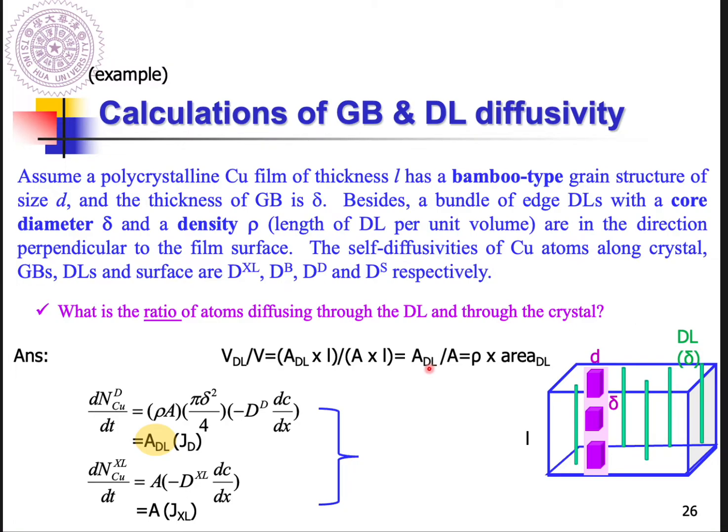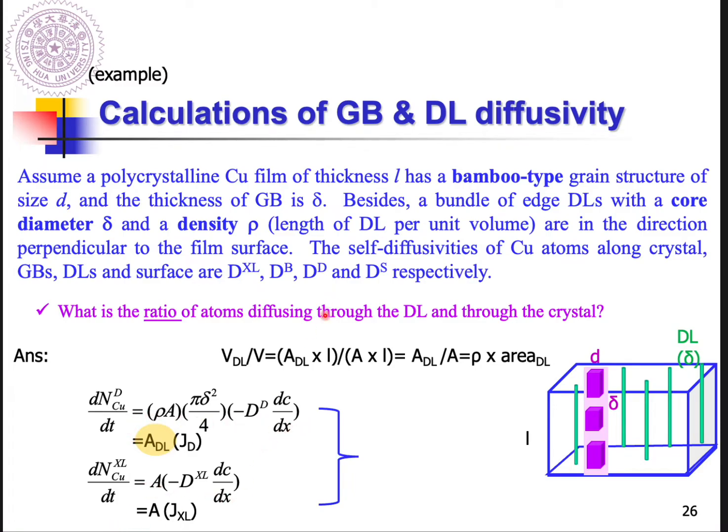Okay, so we can substitute A_DL, the total area of the dislocation, in terms of a, the area of one dislocation. The area of one dislocation will be pi times (delta over 2) squared. So you get the area of a dislocation, and now we have successfully obtained both of these terms.